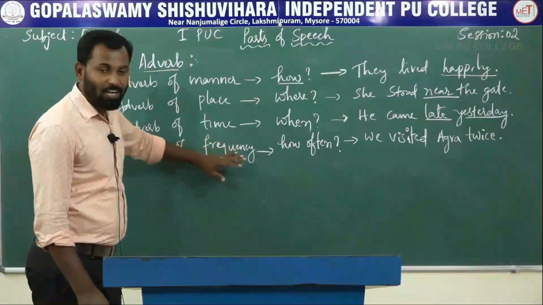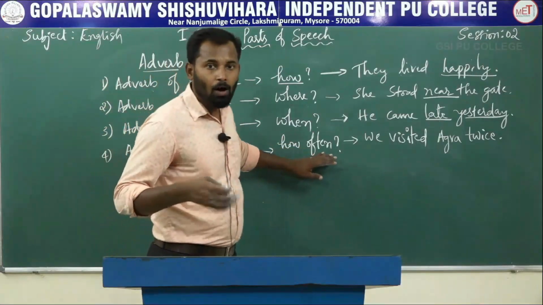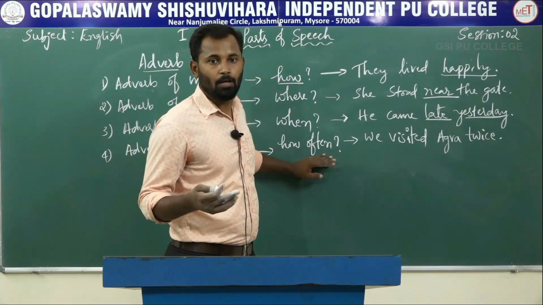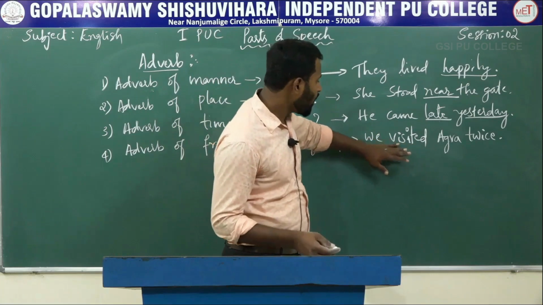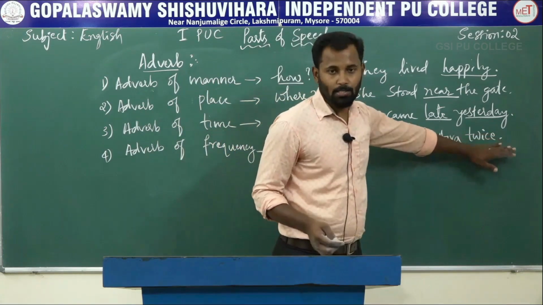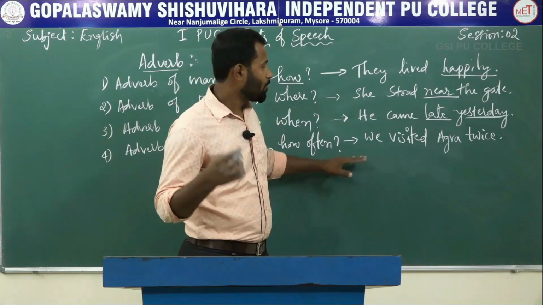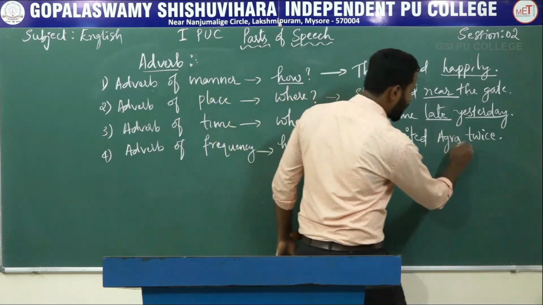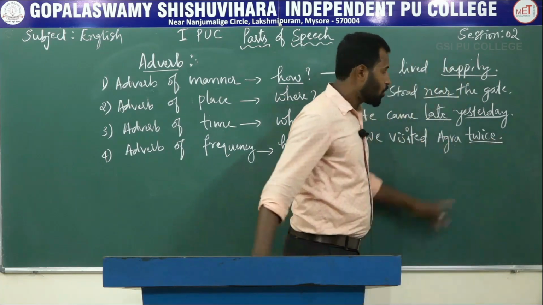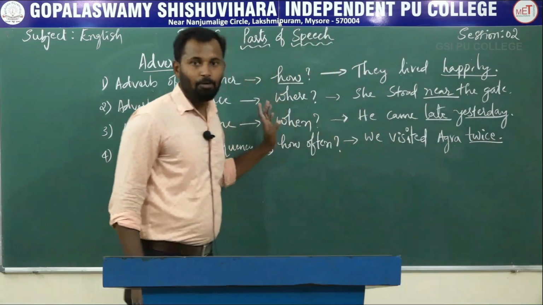And adverb of frequency answers the question how often, how many times. You have an example for this. We visited Agra twice. How many times did you visit Agra? You may ask. For that, we visited Agra twice. So the word twice is an adverb here.